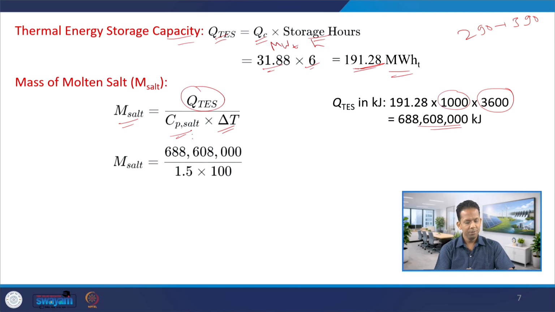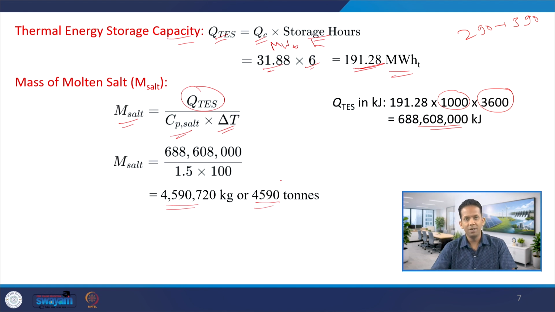If we substitute it here, Cp 1.5, delta T 100, we can get the mass of salt in kg, or in tons it is coming out to be 4590. So, that much molten salt we would be requiring for a 6 hour storage capacity for a 10 megawatt solar thermal power plant. So, we can make a guess of how big a thermal energy storage tank would be required to hold such a big amount of molten salt. So, that is why the thermal energy storage systems cost significantly higher.